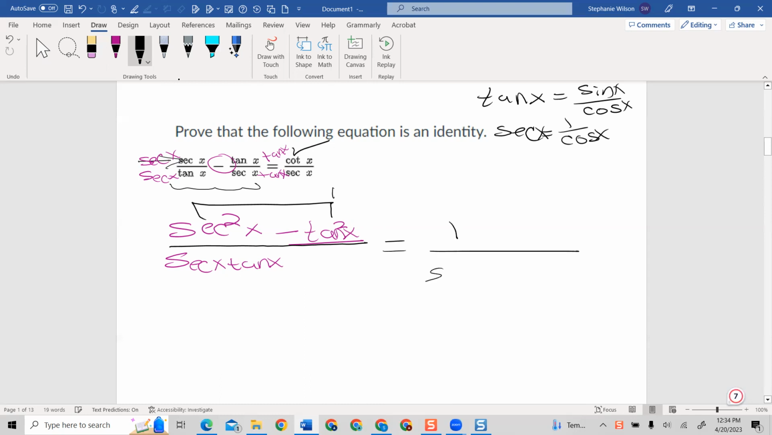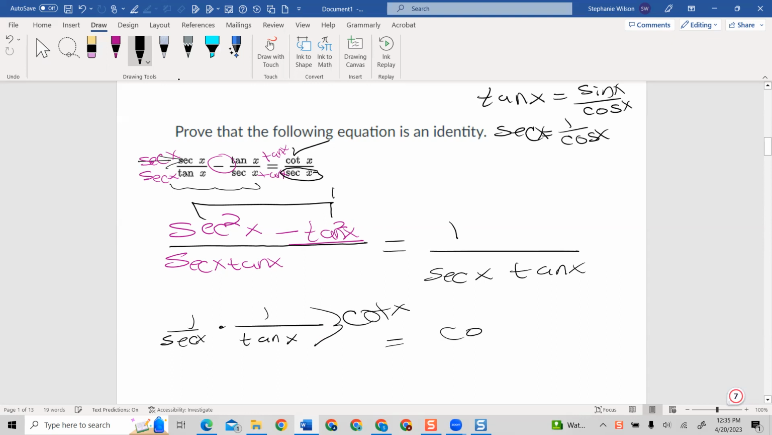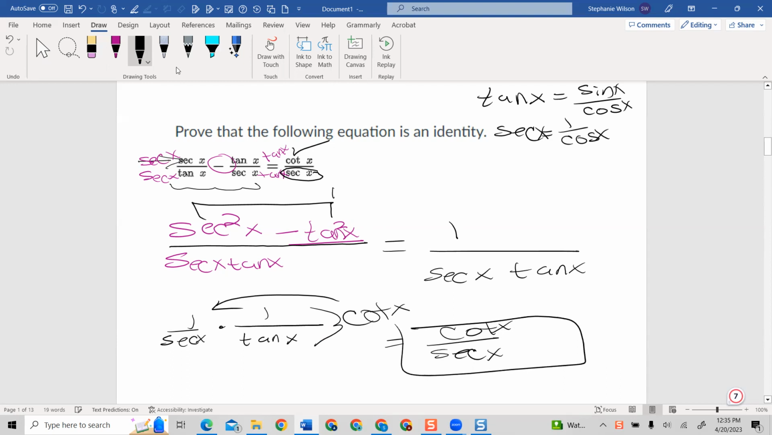Okay, it's all over secant x tangent x. All right. Well, if you notice, this identity already has secant in the denominator, so I'm going to leave secant alone. I'm going to rewrite this, and I'm going to work on the tangent. Well, I know 1 over tangent is what? It is cotangent. So now I have cotangent times that 1 here in this numerator all over secant x. And that's mine. This verifies that this is an identity.